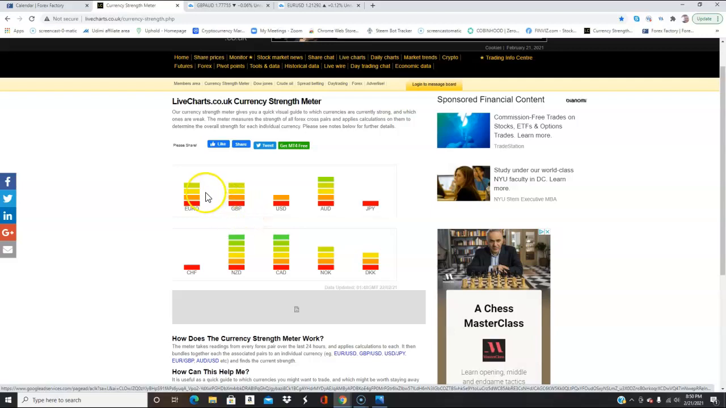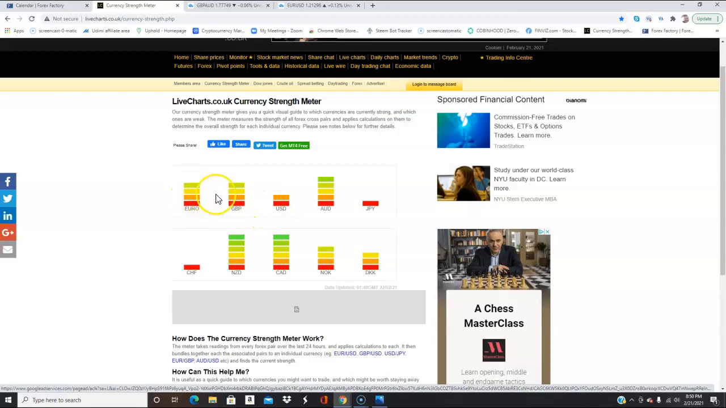And same thing here if we were looking at Euro USD. Euro is stronger than the dollar. The euro is our base currency in the pair. The dollar is going to be the counter currency or the second currency in the pair. And the dollar is weaker. So we'd be looking for buys on Euro USD.